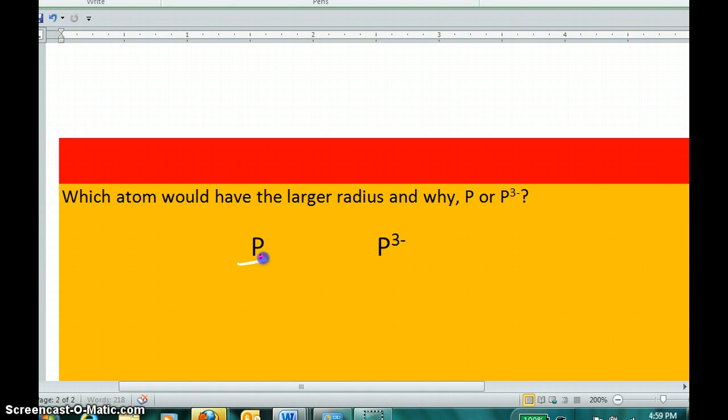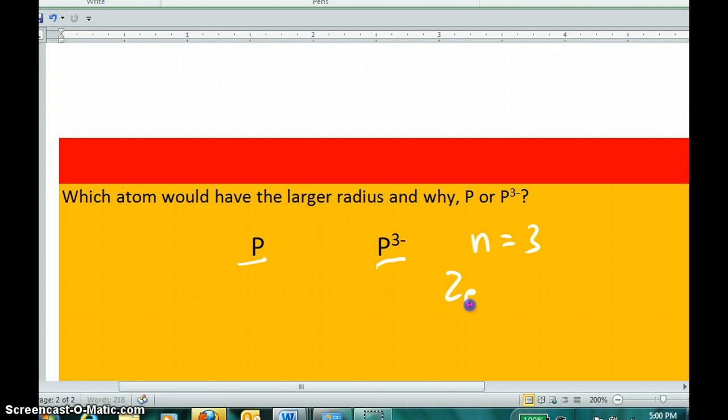This is a period 3 element, so n equals 3. This is also a period 3 element that's gained 3 additional electrons. However, those additional electrons are placed in the valence level, so it has the same valence level, n equals 3. Any difference? No, can't tell the difference.